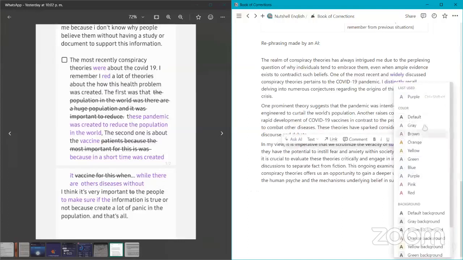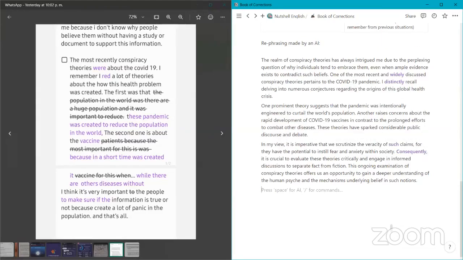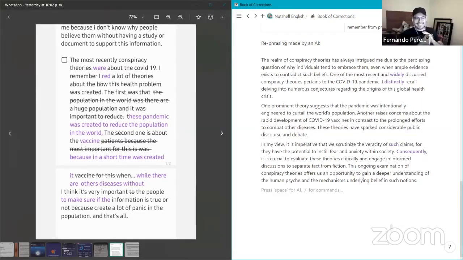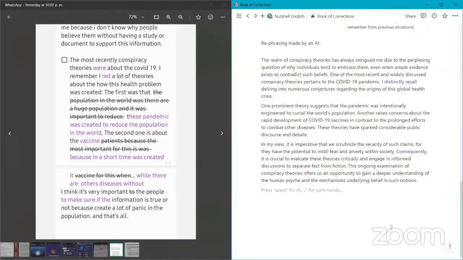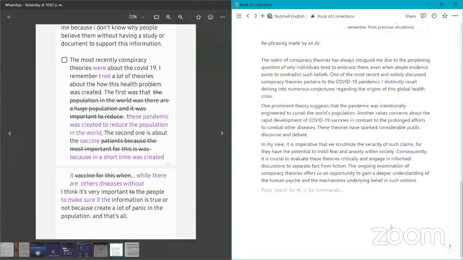Consequently, it is crucial to evaluate these theories critically and engage in informed discussions to separate fact from fiction. This ongoing examination of current conspiracy theories offers us an opportunity to gain a deeper understanding of the human psyche and the mechanisms underlying belief in such notions.